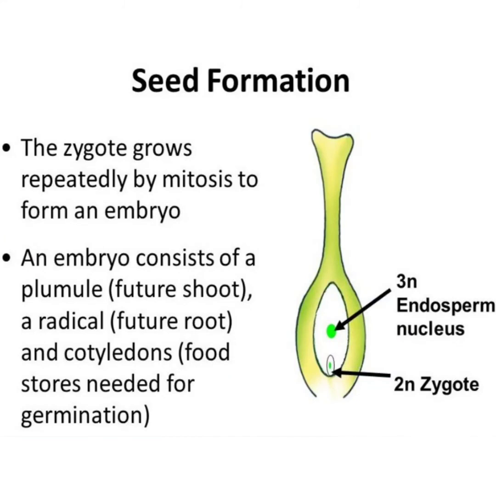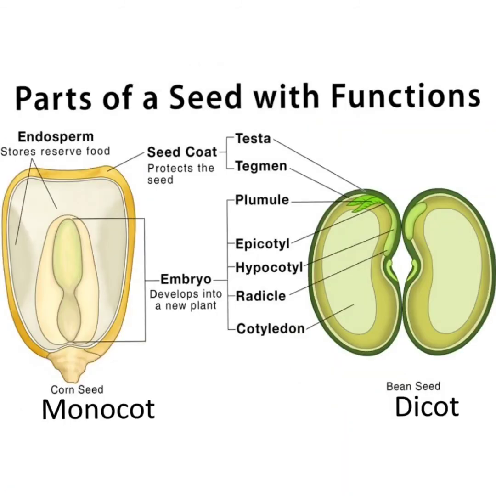How does the seed formation occur? The zygote that is formed by the fusion of the primary nucleus and the male gamete undergoes repeated mitosis to form an embryo. An embryo consists of a plumule, the future shoot, a radicle, the future root, and cotyledons, food stores needed for germination. Here you can see in this image on the left side the monocot seed.